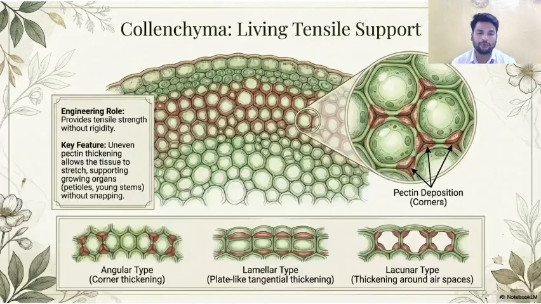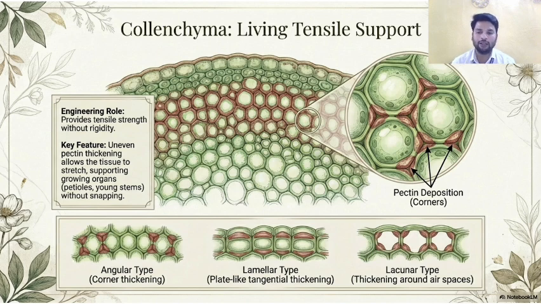The collenchyma diagram given here provides tensile strength without rigidity. At the corners there is pectin deposition found. That's why they provide rigidity to us. They also provide support. Uneven pectin thickening allows the tissue to stretch, supporting growing organs like the petiole and young stem without snapping.